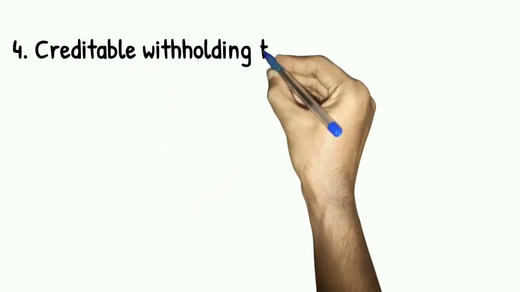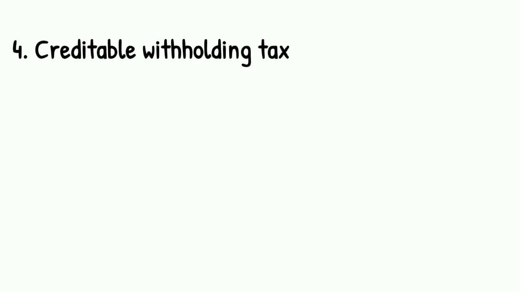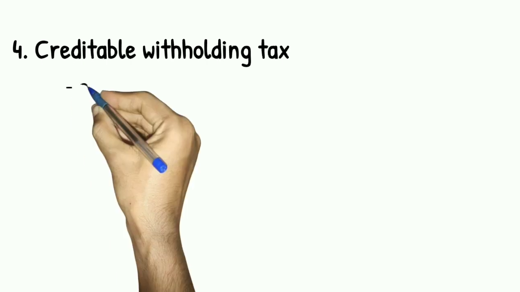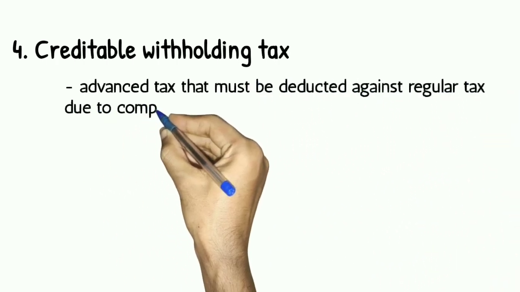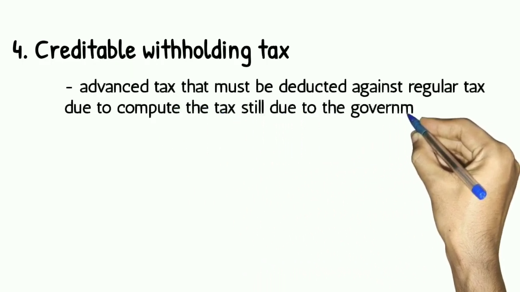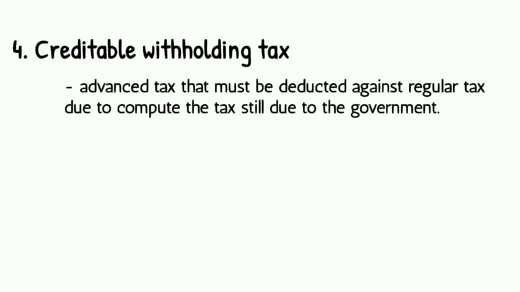The fourth characteristic of the regular income tax is that it is subject to creditable withholding tax or CWT. Na-discuss ko na to sa previous lessons natin. Ang creditable withholding tax ay tax credits, or this is an advance tax that must be deducted against regular tax due to compute the tax still due to the government. In other words, ang CWT or creditable withholding tax, ito yung i-deduct natin sa tax due to arrive at the net tax due. Yun yung creditable withholding tax or CWT.